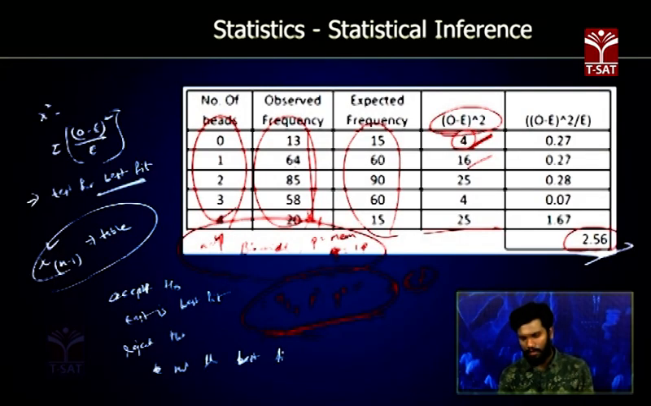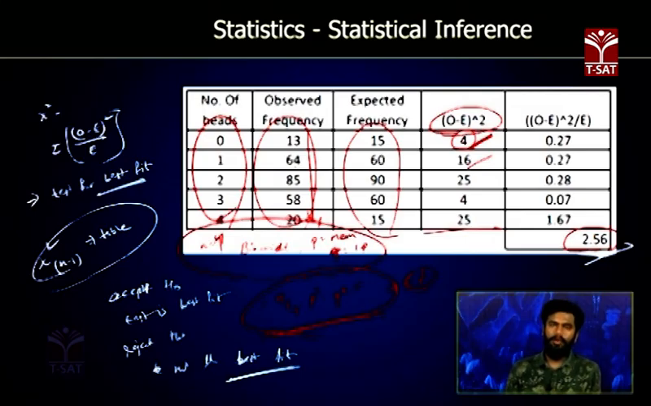Not the best fit. So like this we will conclude. So when we are given some data and we fit a probability distribution to it, to test whether it is the best fit or not, we use the chi-square distribution. Okay, that is important, remember. So chi-square distribution is used for the test for best fit.